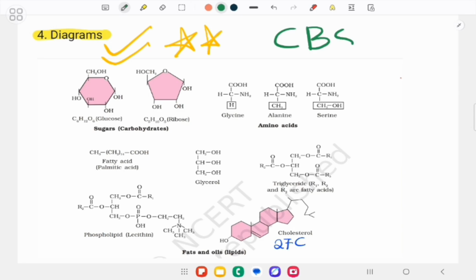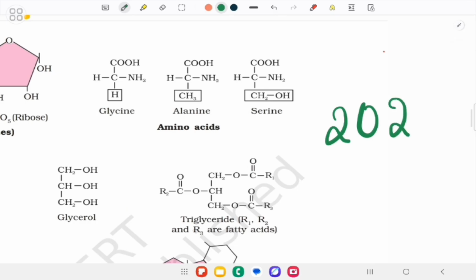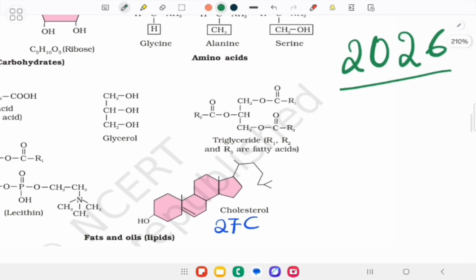Next, diagrams, very important, whether it is a competitive exam or board exams. If I talk about CBSE exams, no diagrams will be asked out of your NCERT. In any of the board exams, whether a particular state board or the CBSE board, they will ask the diagram which is in the NCERT to draw and label, and there will be particular marks given.